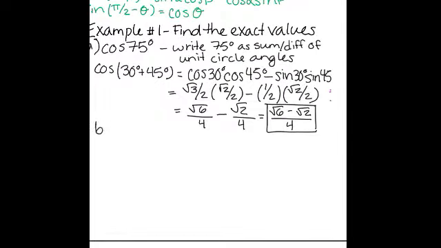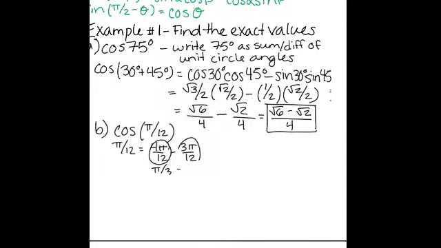So B, we're going to try to find the cosine of pi over 12. Okay, well that's a small angle. And since it's small, it might be easier to find it as the difference of something. Well, I know that pi over 12 could be 4 pi over 12 minus 3 pi over 12. Well, 4 pi over 12 is the same as pi over 3. And 3 pi over 12 is the same as pi over 4. So we're going to write this as the cosine of pi over 3 minus pi over 4, because that's going to give us pi over 12.